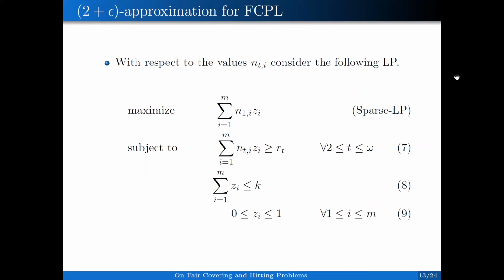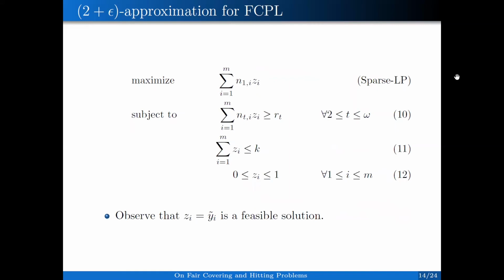And one good thing about this sparse LP is that the fractional solution we had before is also a feasible solution for the sparse LP. And that's why we can say that the objective value of the optimal LP solution is at least R1. So what we do is we compute an optimal solution by solving this LP.